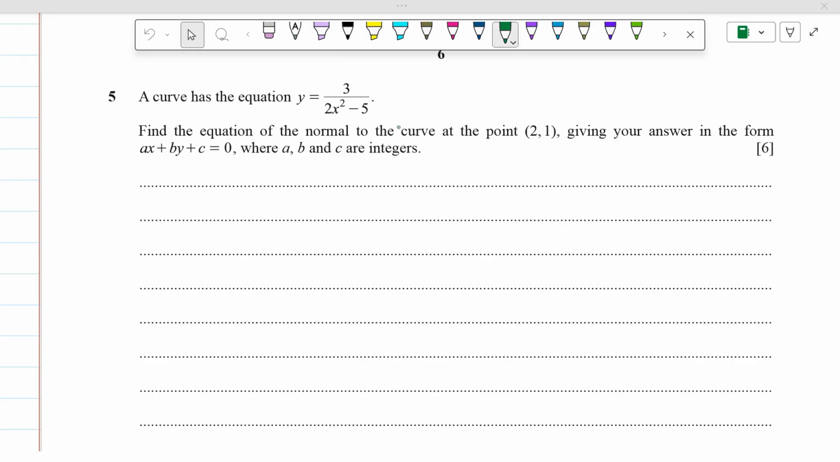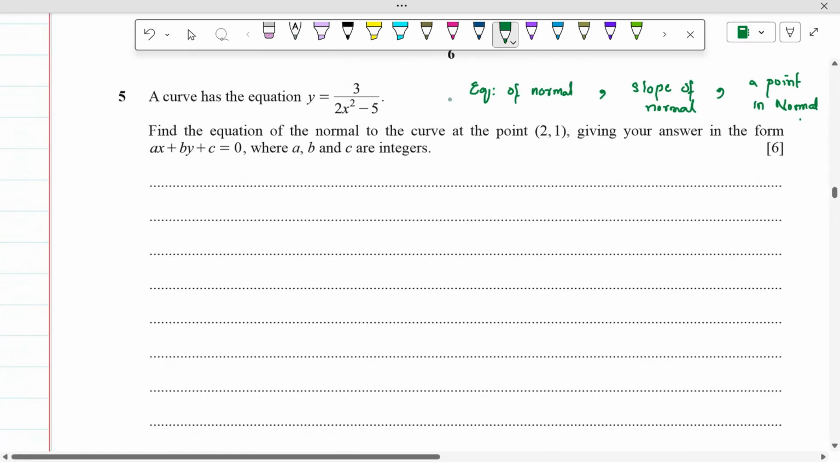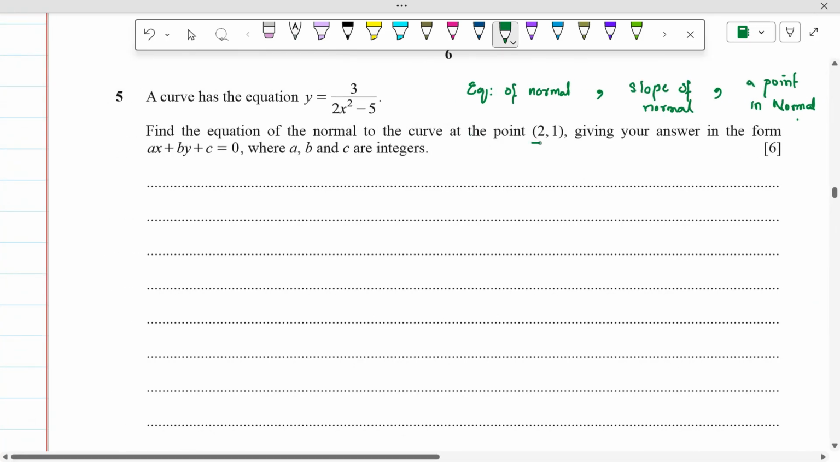To find the equation of the normal, we need a slope of the normal and a point on the normal line. Okay, so the point is already given. We need the slope of the normal.